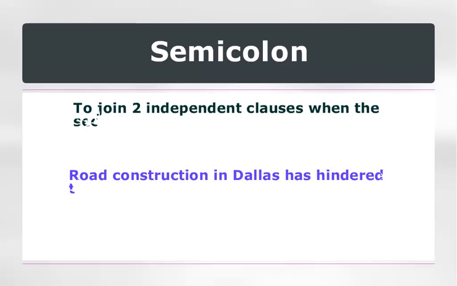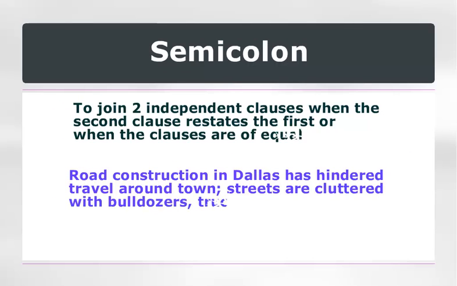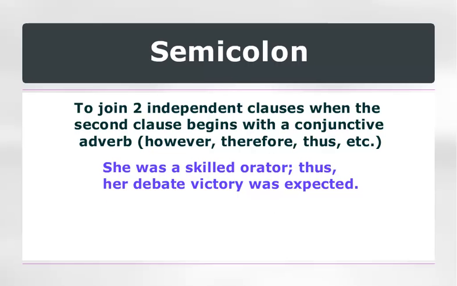You use a semicolon to join two independent clauses when the second clause restates the first or when the clauses are of equal value. Road construction in Dallas has hindered travel around town; streets are cluttered with bulldozers, trucks, and cones. You use a semicolon to join two independent clauses when the second clause begins with a conjunctive adverb, like however, therefore, or thus. She was a skilled orator; thus, her debate victory was expected.